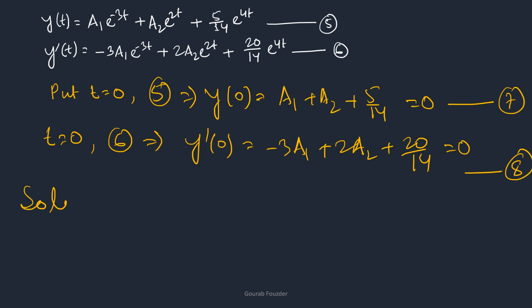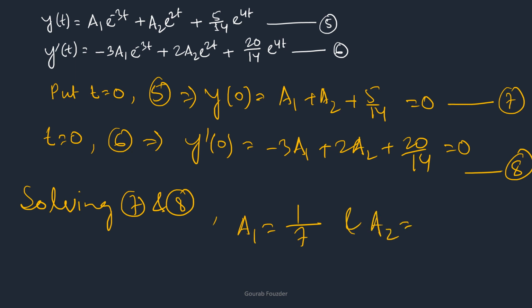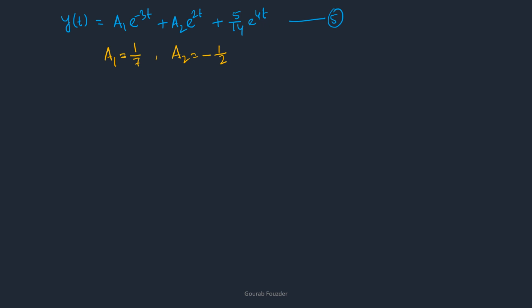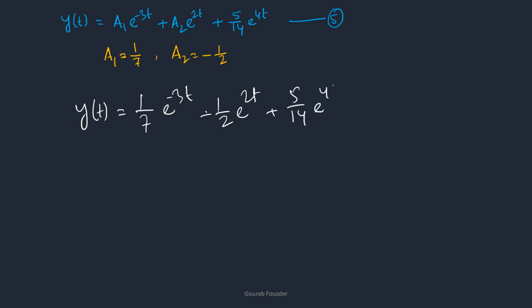Now solving equations 7 and 8, we get a1 is equal to 1 by 7 and a2 as minus 1 by 2. Now put the values of a1 and a2 in equation 5, and we get the total solution as y(t) equal to 1 by 7 into e to the power minus 3t minus 1 by 2 e to the power 2t plus 5 by 14 e to the power 4t for t greater than 0.